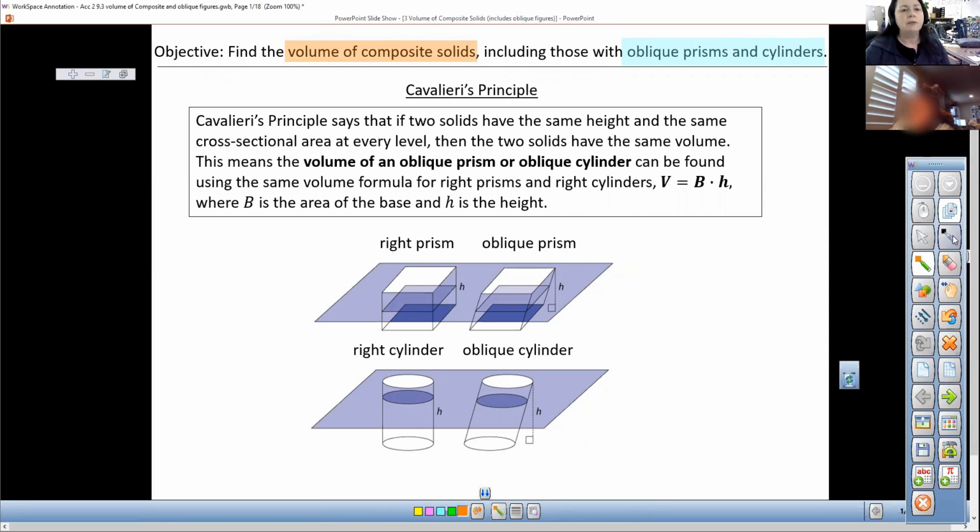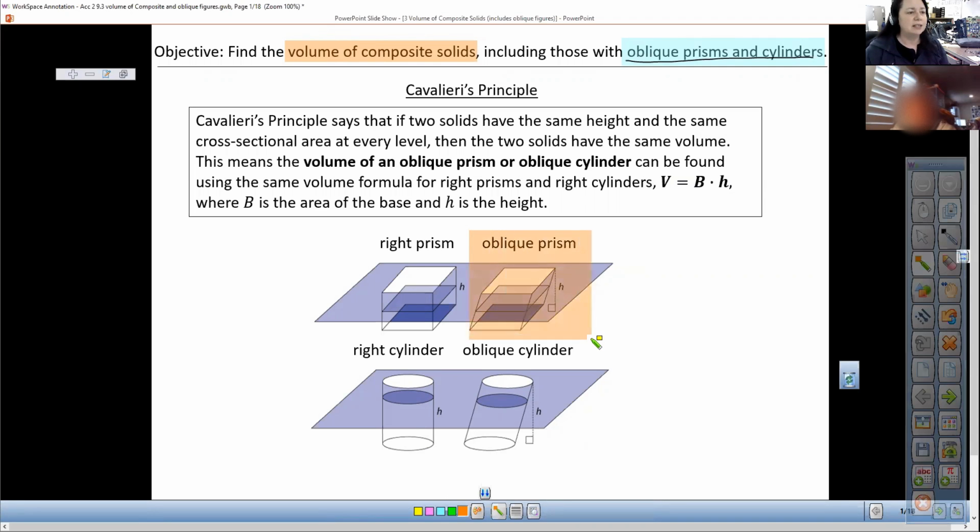So first off, we're going to talk about oblique prisms and cylinders. When we have an oblique prism or cylinder, it's like our prism or our cylinder is leaning. So this is an example of an oblique prism. This is an example of an oblique cylinder. Now, the formula for finding their volume doesn't change. It's still the base area, or area of the base, times the height of the prism or cylinder.